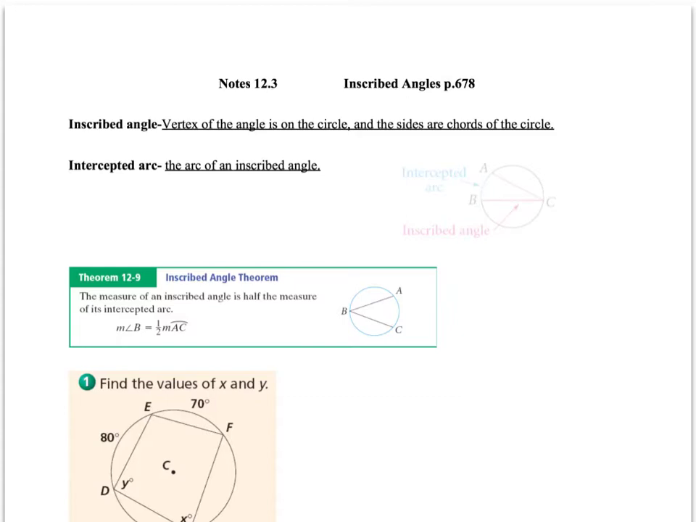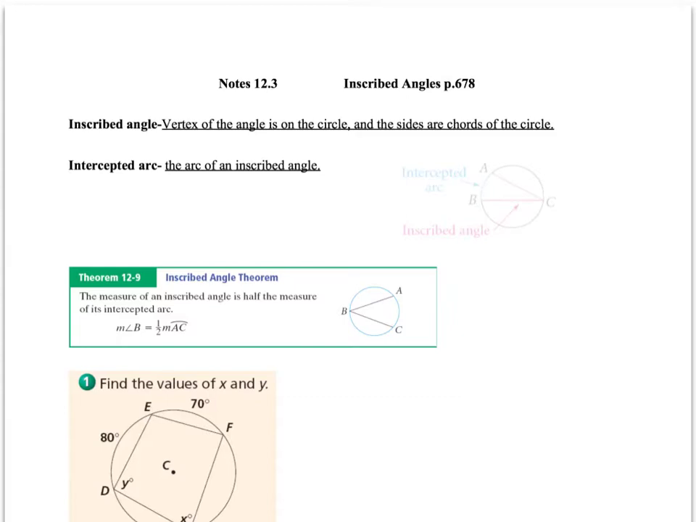Basically, if you have an inscribed angle, which means the vertex is on the circle itself rather than in the center of the circle, then what you have is 1/2 of the angle. I'm sorry, 1/2 of the arc is the angle, or the reverse of that, the arc would be twice as big as the angle created.